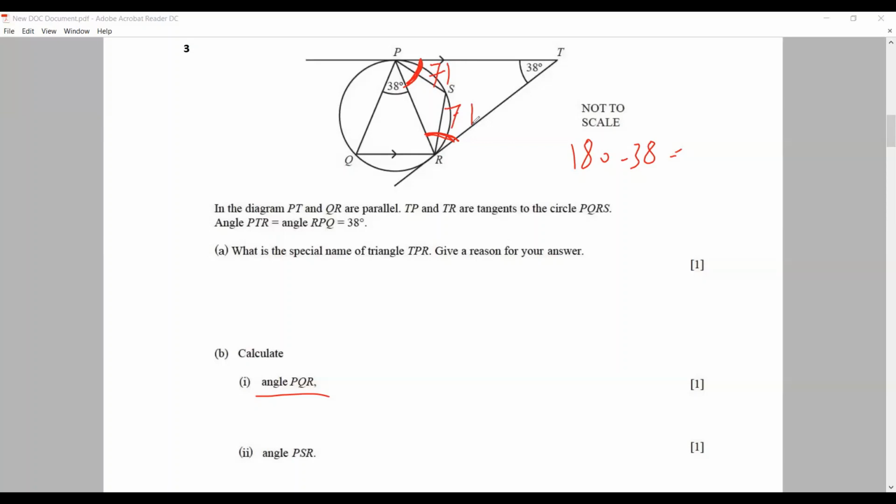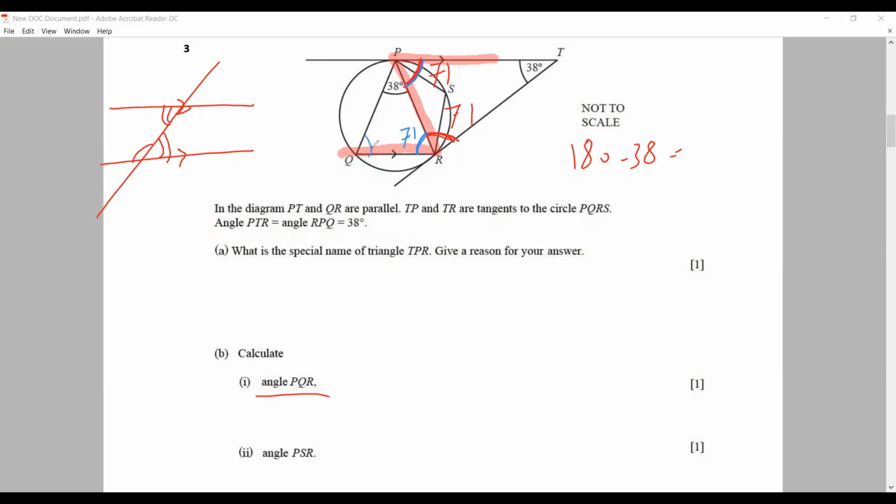And then, do you remember the alternate angles? If you have a pair of parallel lines and a line cutting them, these two angles are equal and these two are equal. So I'm going to highlight it here. Maybe you can look at this. Okay, that means this angle should be 71, right?